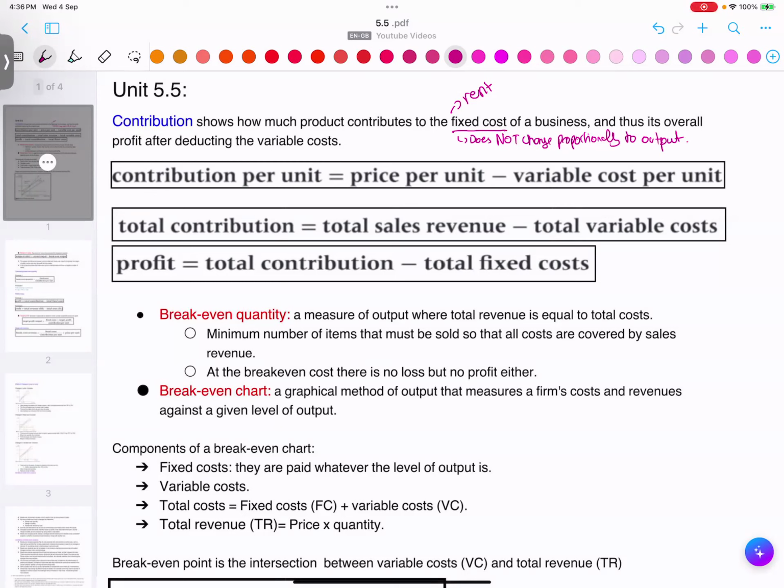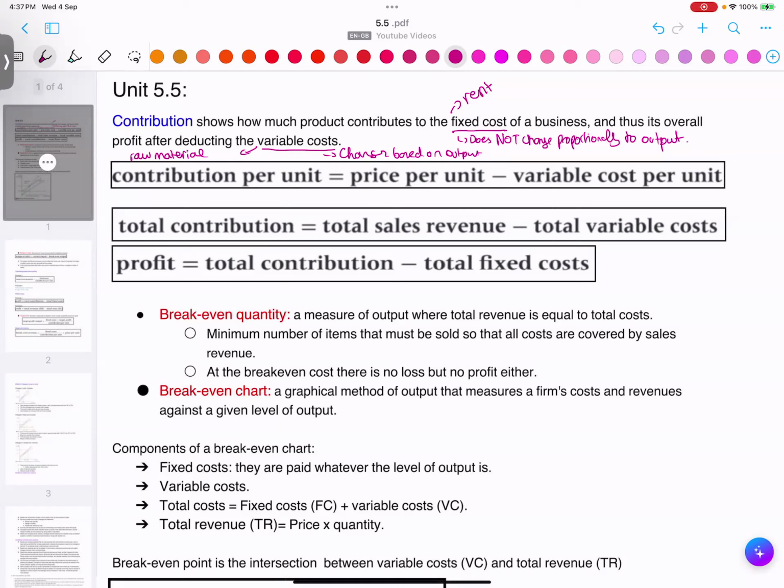Then we have variable cost, which is another key term. It's a cost that changes based on output. For variable cost, we have raw material, for example, the raw material that actually produces the good or the product. So contribution shows how much a product contributes to the fixed cost and therefore the profit, because we remove variable cost from the equation.